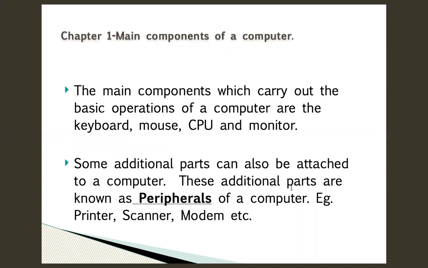We also use some additional parts in the computer, and they are called peripherals. Now a peripheral is an external device that provides input or output. For example, keyboard and mouse are input peripherals. If I say monitor, printer, speaker, they are output peripherals.